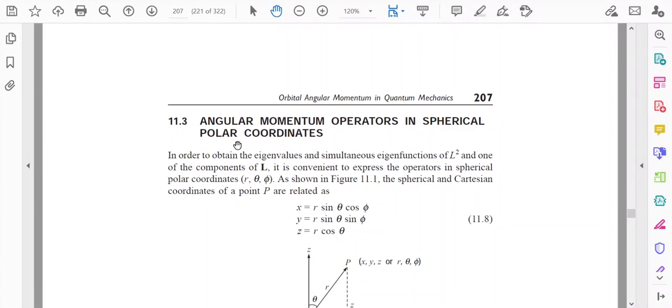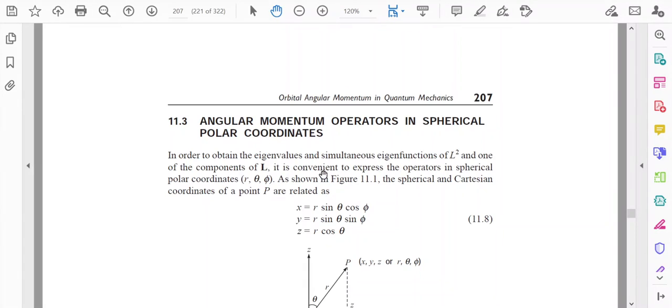Now we will discuss angular momentum operators in spherical polar coordinates. In the previous sections we have shown how angular momentum can be described in Cartesian coordinates, but angular momentum operators can also be expressed in spherical polar coordinates. In order to obtain the eigenvalues and simultaneous eigenfunctions of L square and one of the components of L, we have already said that there are simultaneous eigenfunctions for L square and any one of the components of L. Simultaneous function means, suppose it is phi, so phi will be an eigenfunction for both L square and any one of the components of L. This is the meaning of simultaneous eigenfunctions.